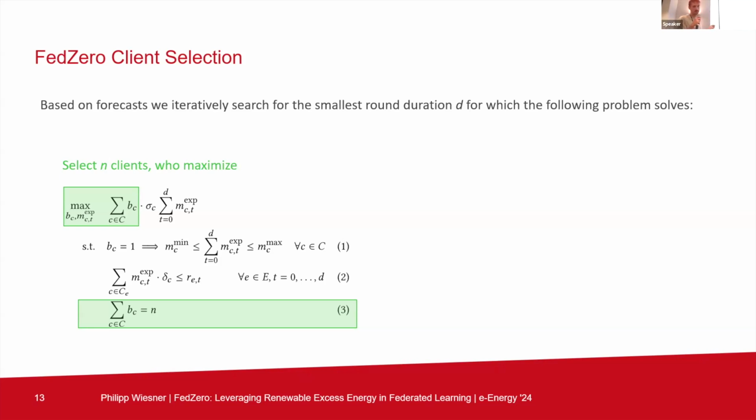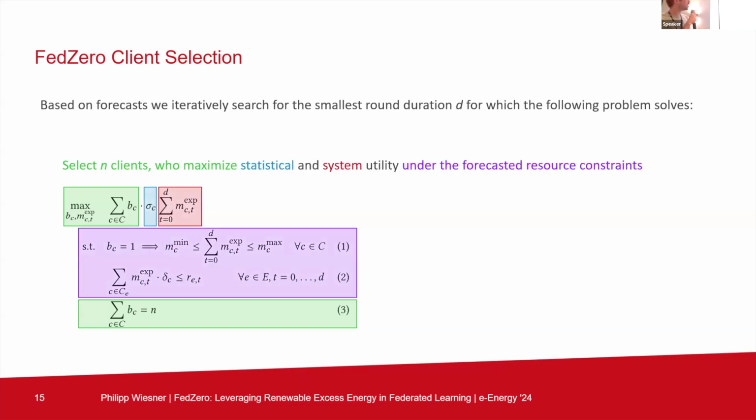The optimization problem itself is quite simple. We select n clients who maximize the statistical and system utility of the training round under the forecasted resource constraints. And optimizing for statistical and system utility is quite common in federated learning. So system utility means how much are we computing? This is actually something we're optimizing directly. So we're optimizing the amount of mini batches that are computed at the individual clients within certain bounds.